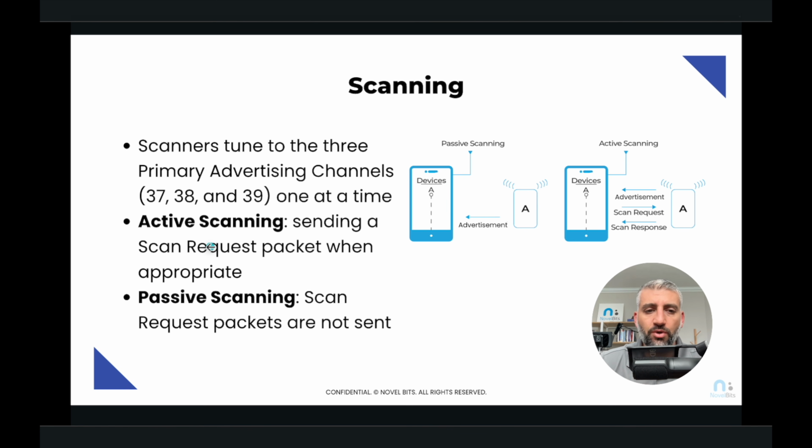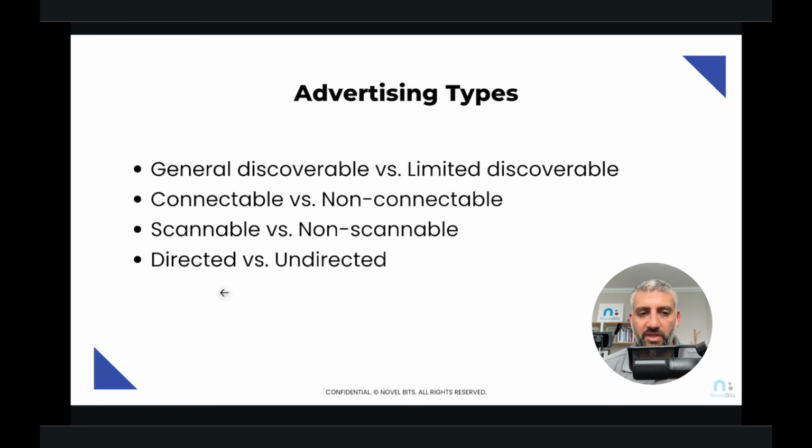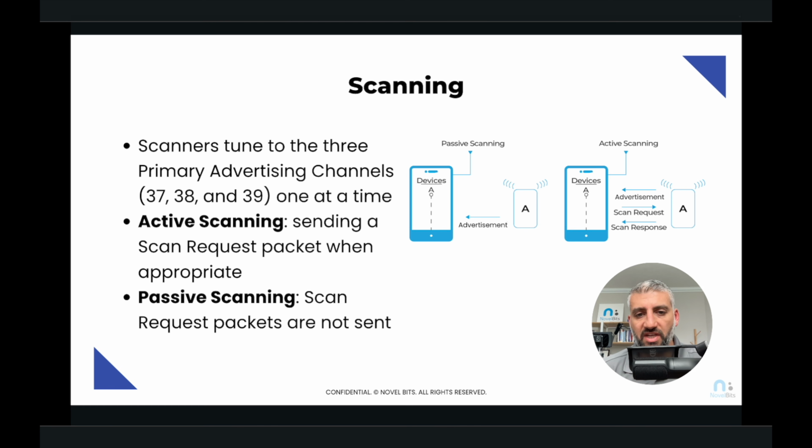There are two specific modes of scanning: active scanning and passive scanning. Now remember where we said that some advertising packets are scannable versus non-scannable? This is where that comes in. The scanner can be in active scanning, in which case, if it sees a scannable advertising packet, it will be able to send what's called a scan request packet.